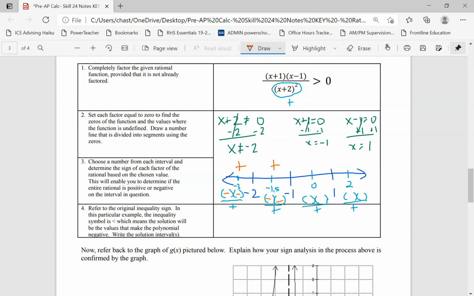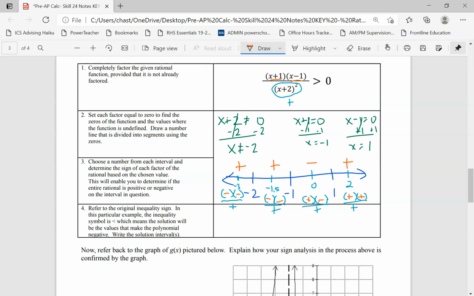Plugging in 0, 0 plus 1 is 1, so that's positive. 0 minus 1 is negative, so that's negative. My numerator, positive times a negative is a negative. Negative divided by positive makes that region negative. And then going to the 2, both of those on top will be positive. Denominator is always positive. All those are positive, so that region's positive.